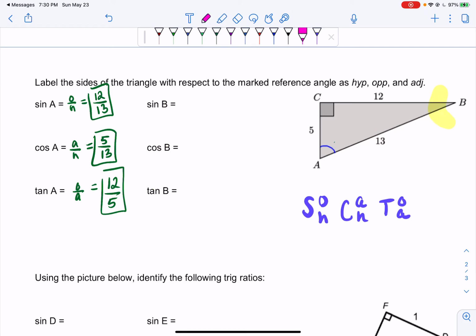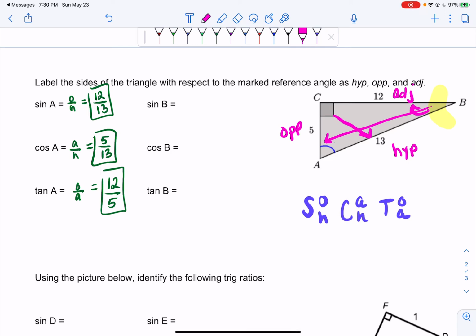So the first side I want to label is my hypotenuse, and that's across my right angle. My hypotenuse is 13. Now I want to label my opposite, which is across my reference angle. Across my reference angle is 5, so 5 is my opposite, which means last but not least, 12 has to be my adjacent, because it's the side next to my reference angle.